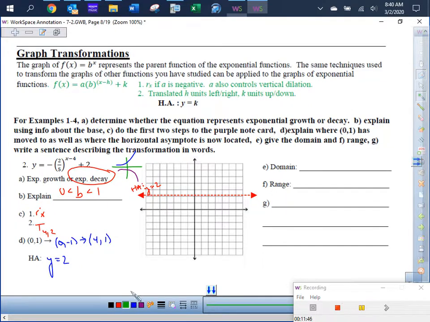Now let's plot the critical point. The critical point is now at 4, 1. So 1, 2, 3, 4, 1. Whoa, whoa, whoa. That is underneath the asymptote. Is that supposed to happen? What do you guys think? Why did that happen? Because it got reflected over the old x-axis. So now everything's down here.